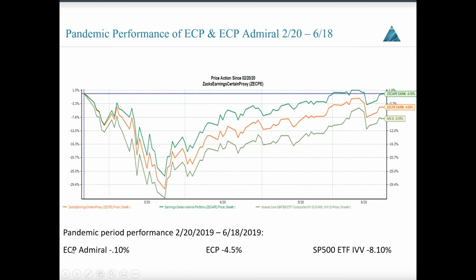So the Admiral has done an absolutely magnificent job of holding up in this pandemic period, which I'm calling between February 20th and I always try to roll the most recent date I can. I started putting this slide deck together on the 18th of June, so I'm using that as my endpoint. But you can see the Admiral is sitting at about flat, ECP's down about 4.5, and the S&P 500, the IVV tracking ETF's down about -8%. Okay.